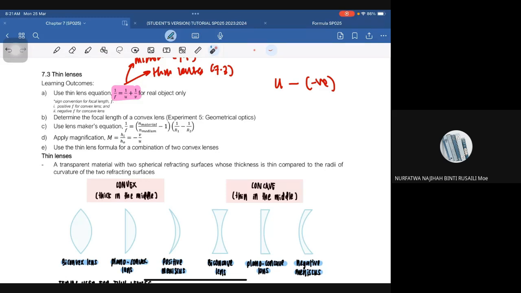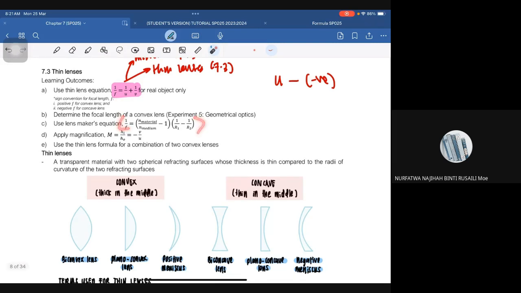Next, you have to determine the focal length of a convex lens. Oh, this one is experiment lah. Kita tidak buat experiment, sebab kita akan buat physics real. Next, you have to use the lens maker's equation. So, ini ada satu lagi formula. You have to use lah. Tapi yang ini pun kena bagi dalam formula sheet. So, tak payah risau lah, tak payah hafal.